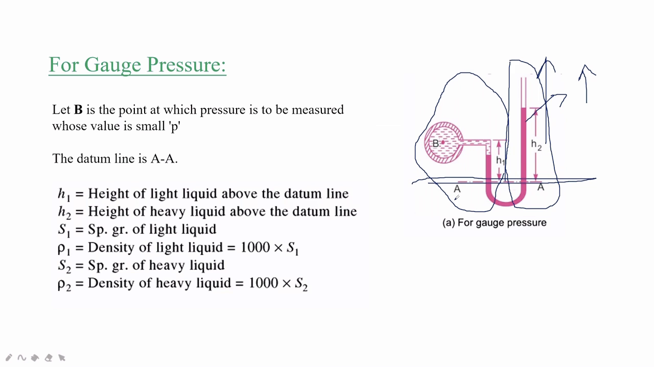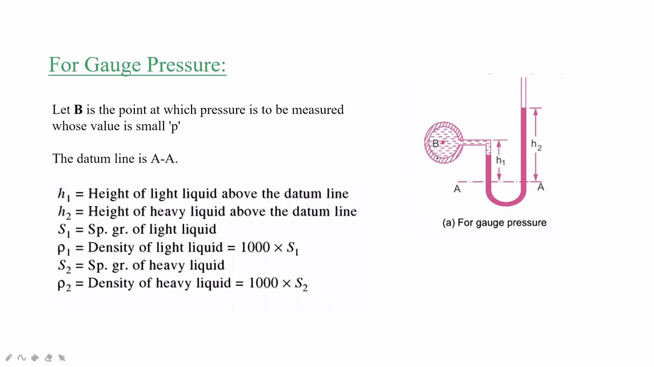So what is the pressure P? We already noted it. The pressure inside the system, we take as P. So the pressure above the datum line is P plus the pressure due to this liquid. We don't know the liquid, so we will directly take rho 1 G H1. So what is the formula of pressure? Rho G H. So we take P plus rho 1 G H1.